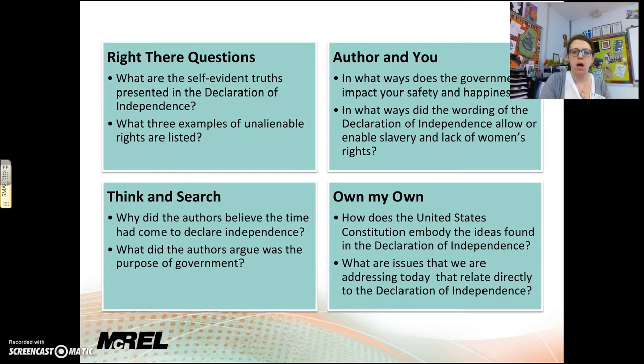Okay. Author and you questions. In what ways does government impact your safety and happiness? In what ways did the wording of the Declaration of Independence allow or enable slavery and lack of women's rights? Okay. This is a good example of inferential questions. Students would need background knowledge about what all men are created equal means, slavery and women's rights. They would also need to read between the lines regarding the information in the Declaration of Independence.